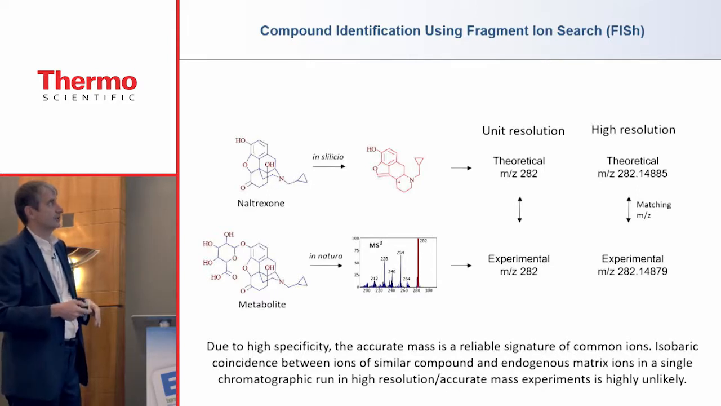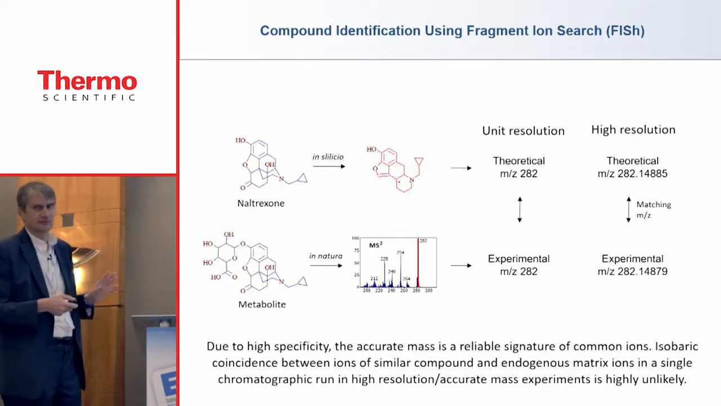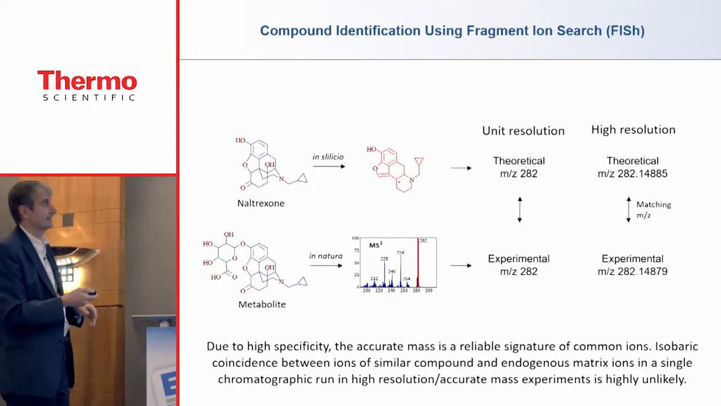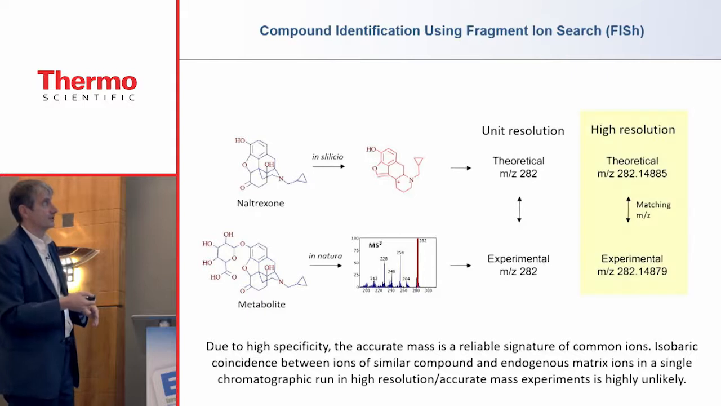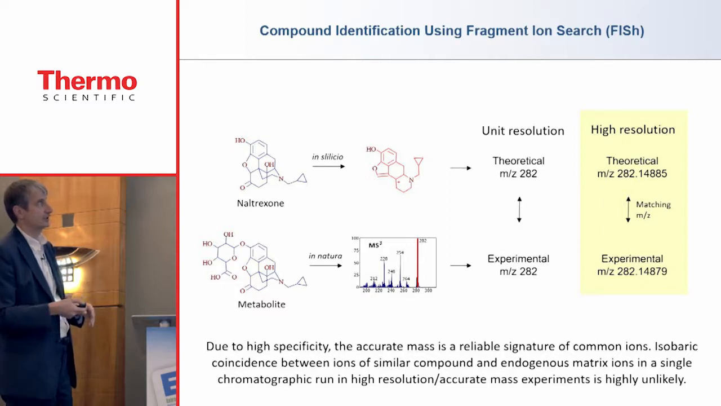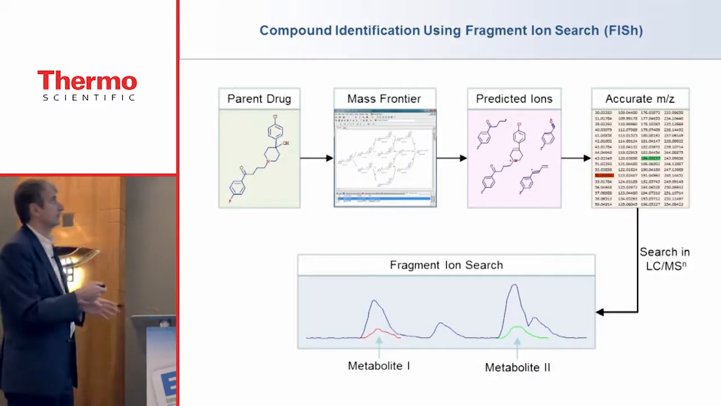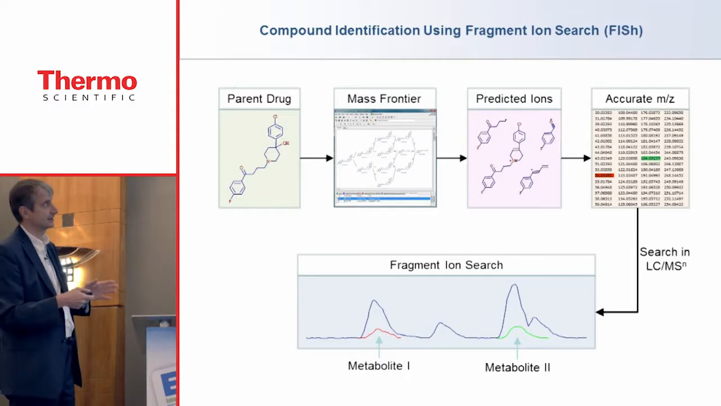And then we can compare it either in unit resolution, but it wouldn't work very well because of the isobaric coincidence. What we really need is high resolution. So if we identify this peak 282 in our chromatograms, we can be sure it somehow is associated with the metabolite. So how it works, we take a parent drug, we generate fragments using Mass Frontier, using heuristic methods. Those are our predicted ions.